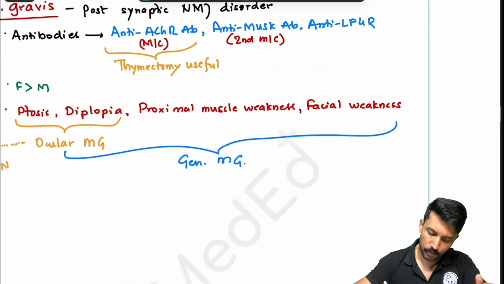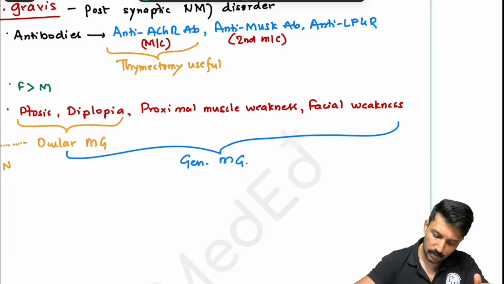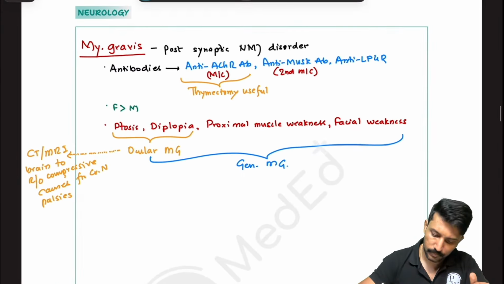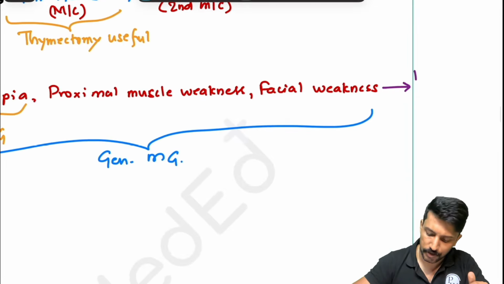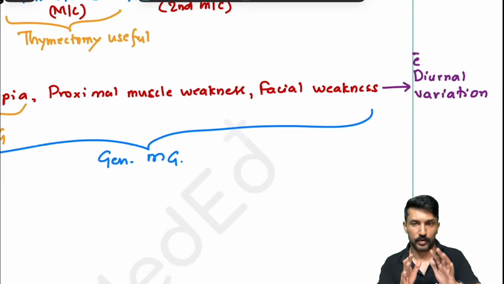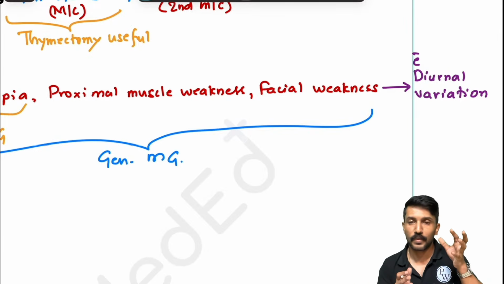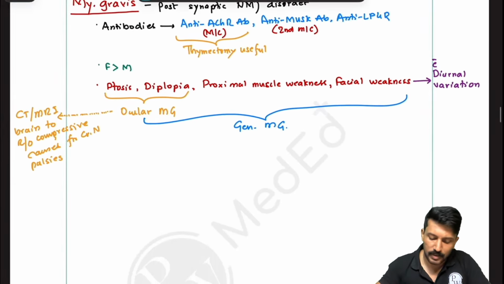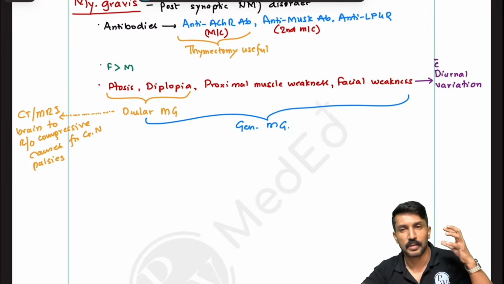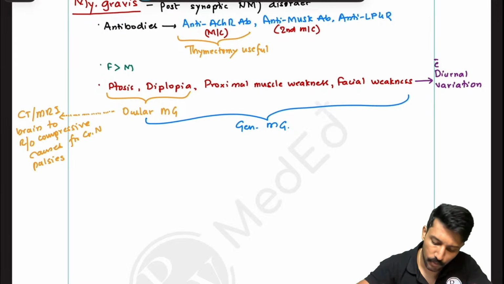Another point I want you to remember is that all these symptoms that we are talking about have what we call diurnal variation. The weakness worsens as the day progresses. In Lambert-Eaton, the weakness improves as the day progresses. So when someone comes with these symptoms, ptosis, diplopia, proximal muscle weakness, facial weakness, I forgot to address.